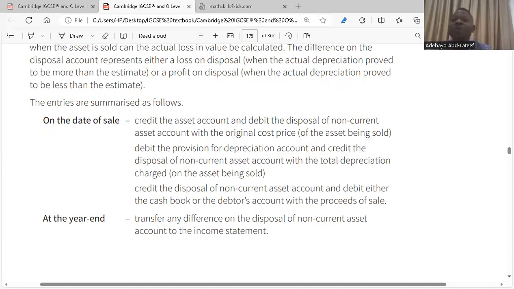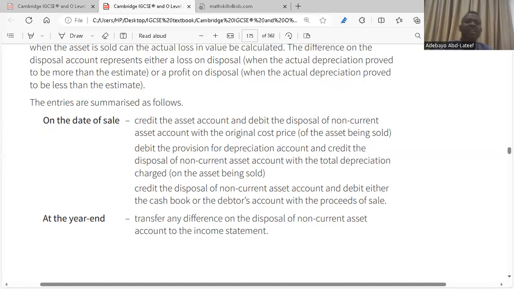When you are disposing, you open a disposal account, right? You are selling that asset. At first, your asset account for the equipment that you are disposing is credited, because you are selling it. The disposal account for machinery will have a debit balance, the same amount, the original amount.